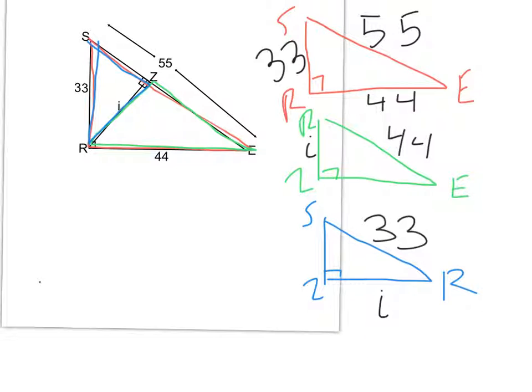Okay, so now we need to set up some proportions, which we can. So for our largest triangle, I know all three side lengths, and then for my smaller triangles, I have pairs. So I'm going to go ahead and use my green triangle and use this 44 and I, and compare that to my 55 and 33. So we're matching up our hypotenuse and our left side, and our hypotenuse and our left side.